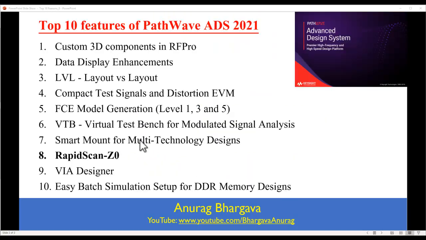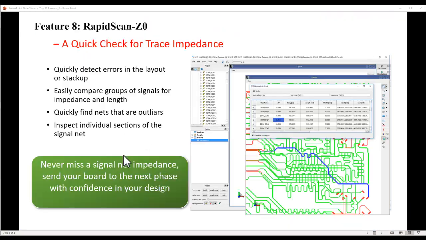In this video series, we are looking at all the new and great enhancements done in the latest ADS release. This video is on RapidScan-Z0. This new capability in the latest ADS release allows you to quickly detect errors in the layout or the stack up. You can run hundreds of nets and analyze their impedance and length in a matter of a few seconds.